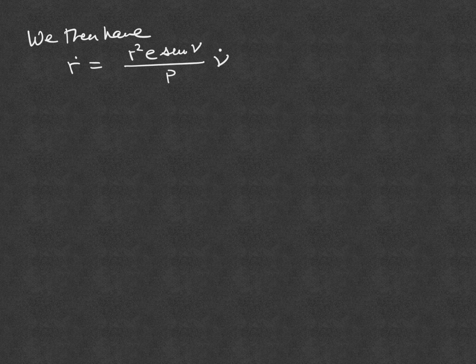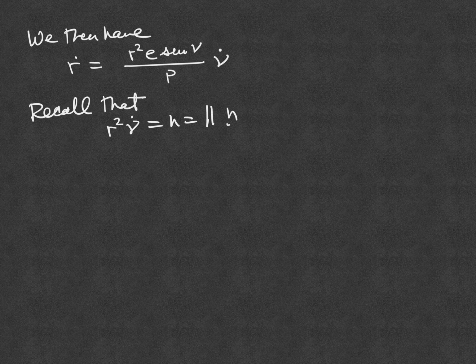So we then have R dot is equal to R squared E sine of nu, all divided by P times nu dot. So now what we can do is recall the following expression. We're going to recall that R squared times nu dot is equal to H, the magnitude of the specific angular momentum, which is equal to a constant, from which we obtain that nu dot is equal to H over R squared.